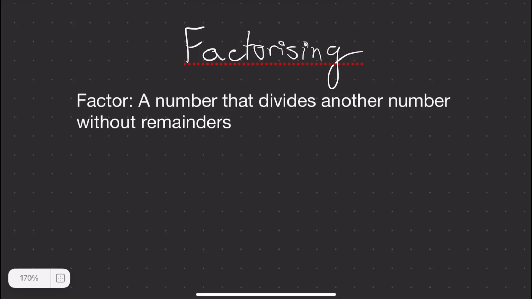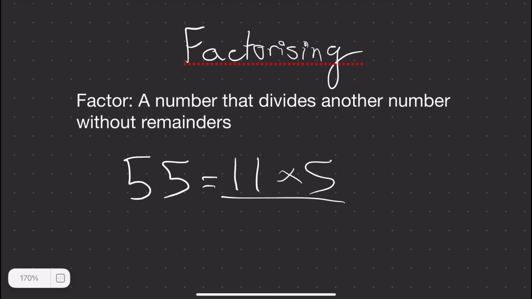This video will cover factorizing, including factorizing trinomials and binomials. A factor is a number that divides another number without remainders. For example, 55 can be broken down into its factors 11 and 5 and can be expressed as 11 times 5. So the factors of 55 are 11 and 5.